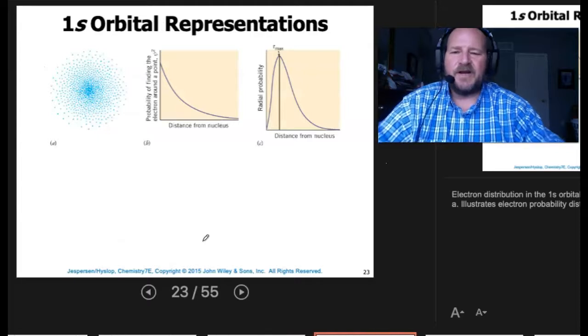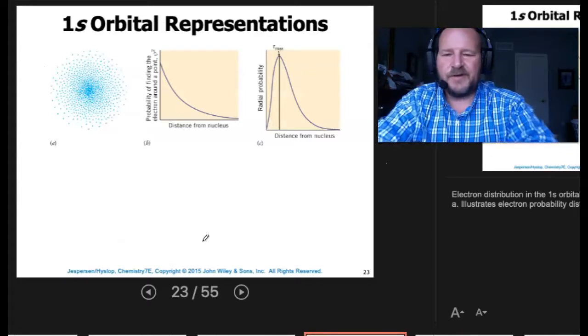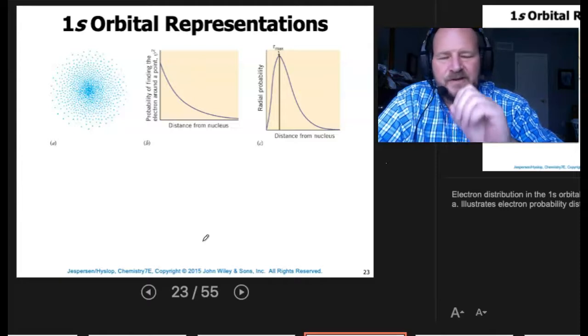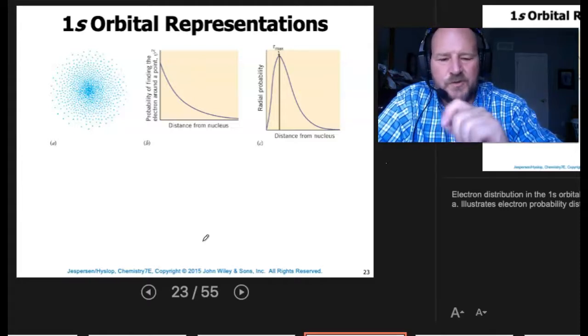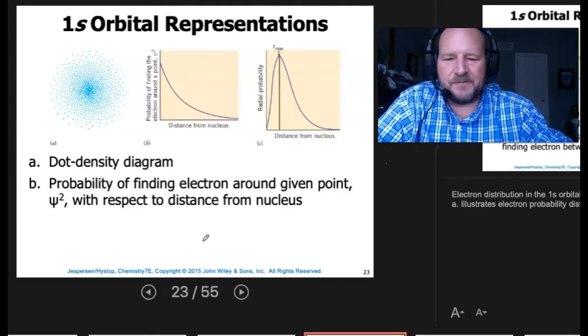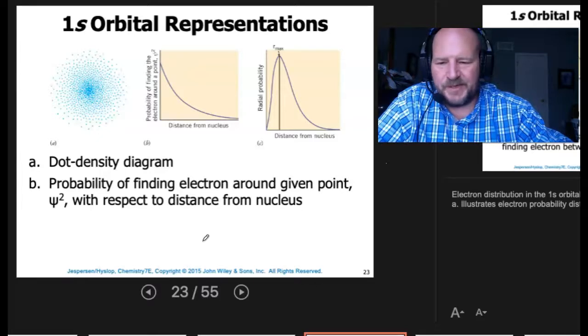So if we're looking at a 1s orbital representation, we're going to do A. This would be like our electron cloud. So we're looking at all the high-probability areas of where, according to the wave function, we would find an electron. We call that a dot density diagram. That's the probability of finding the electron around a given point.